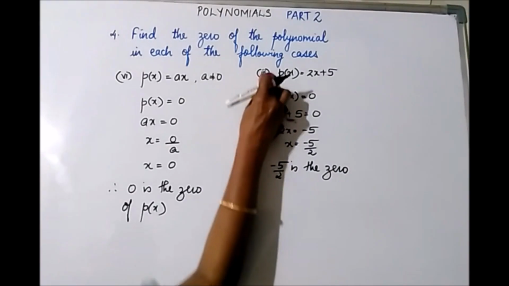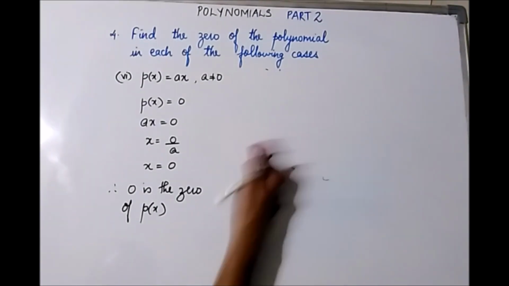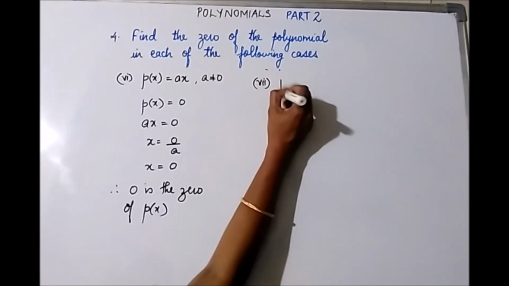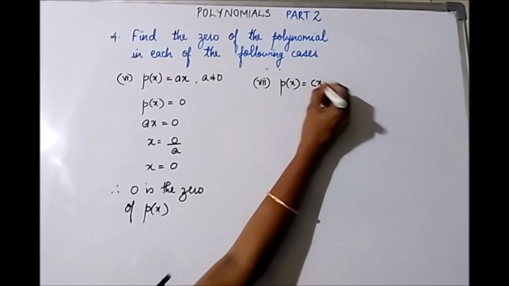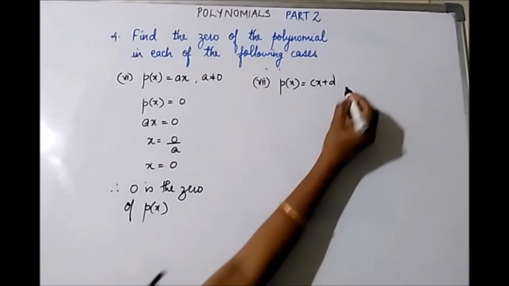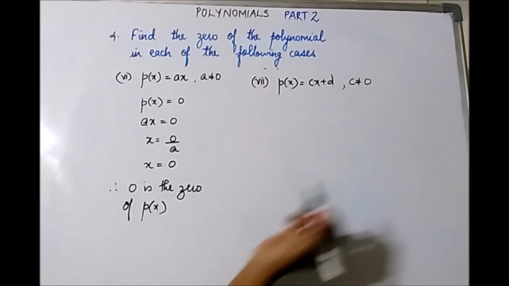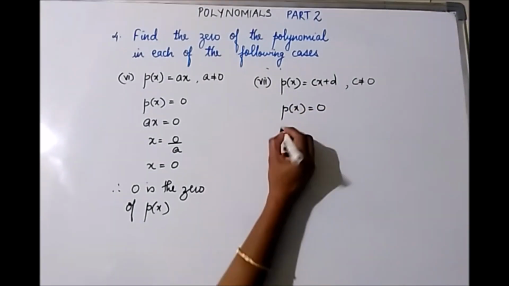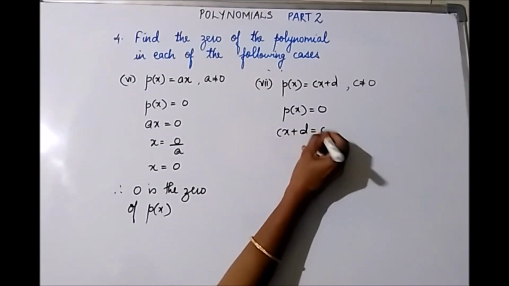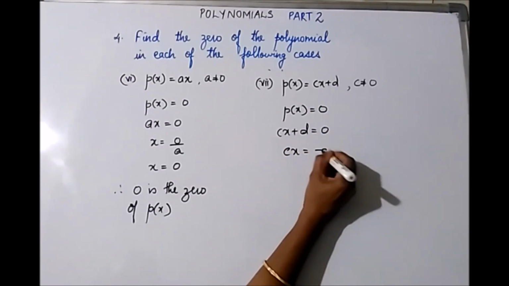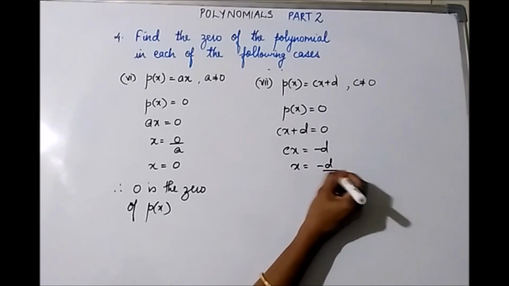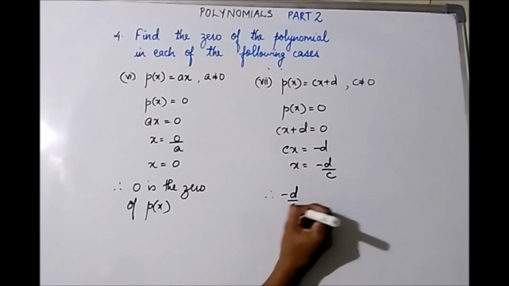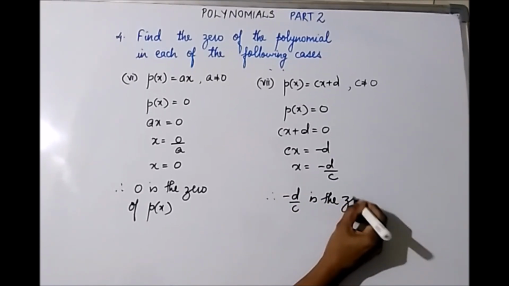One more question let us do. That is the last question. Question number 7. It is given cx plus d where c is not equal to 0. First we write the value of the polynomial is equal to 0. Therefore cx plus d equal to 0. Cx equal to minus d, x equal to minus d by c. Therefore, minus d by c is the 0 of the given polynomial.